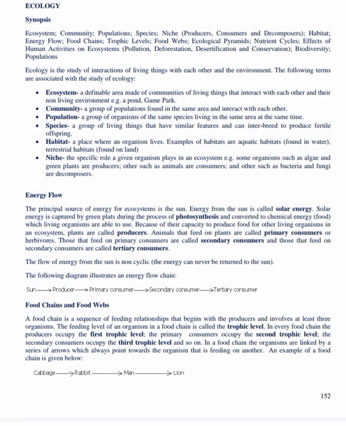Lastly, we are going to look at the human activities on the ecosystem, which include pollution, deforestation, desertification, and conservation, together with biodiversity and populations.